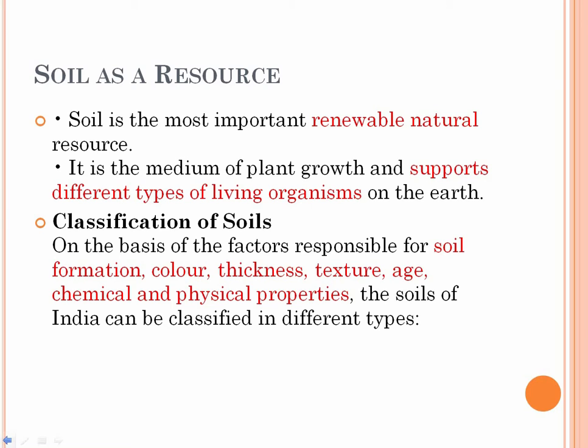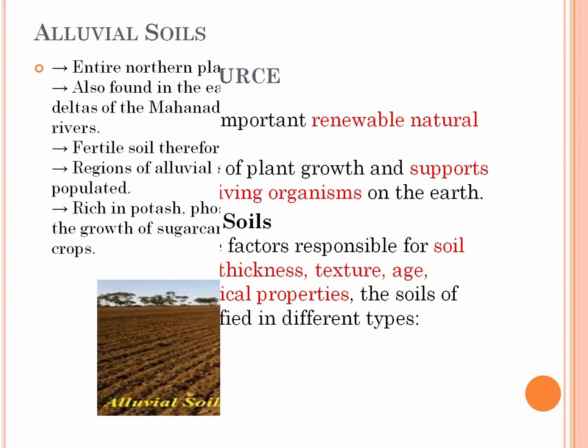And texture, and age, like when it formed. You should understand that 1 centimeter of soil takes millions of years to form. So the age is also considered, and the chemical and physical properties of the soil. Okay, next. The soil can be classified into 6 soil types.